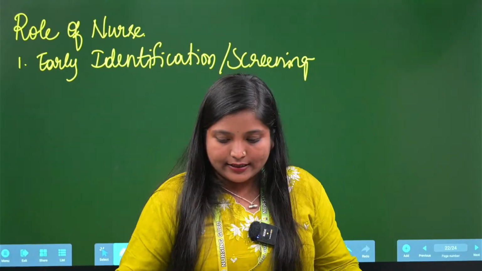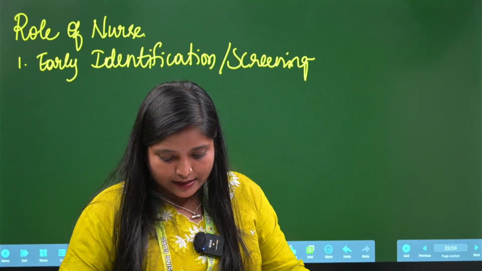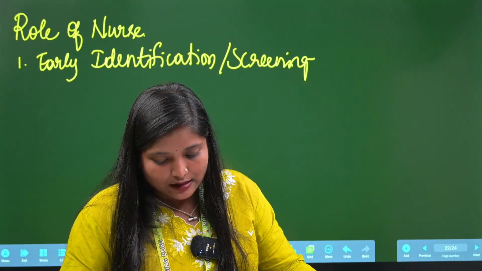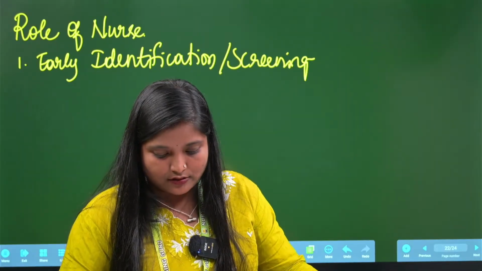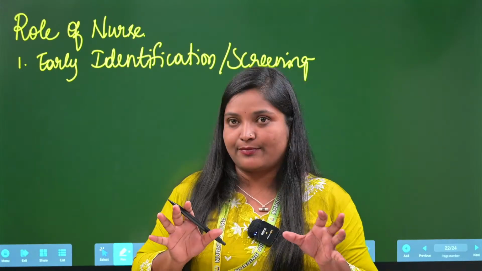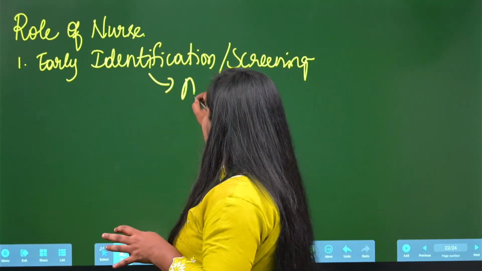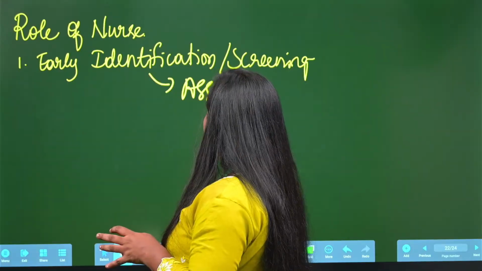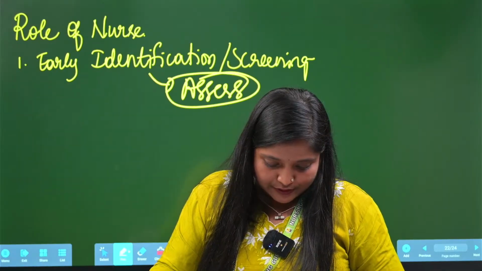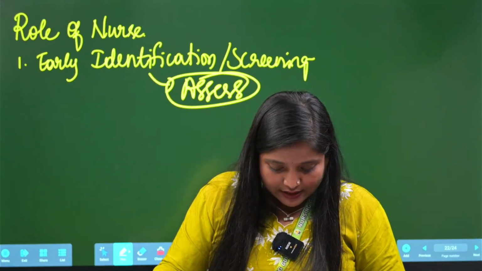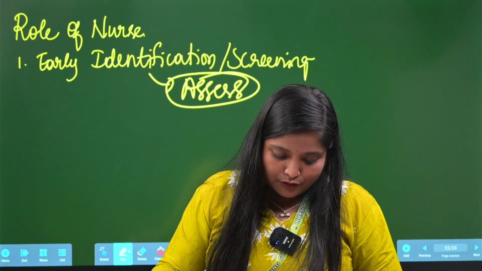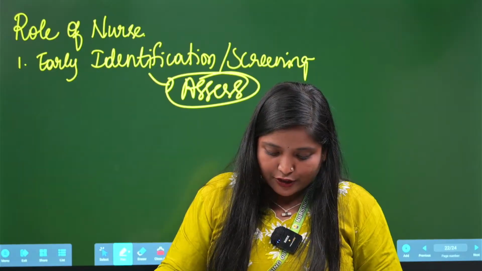Understood. The next thing is providing medical and emotional support. First we will discuss early identification, which comes under assessment. Identification means assessment. We assess the state of the abused people, looking for bruises, fractures, behavioral signs like fear, anxiety, withdrawal symptoms, or use screening tools and ask sensitive questions in private.